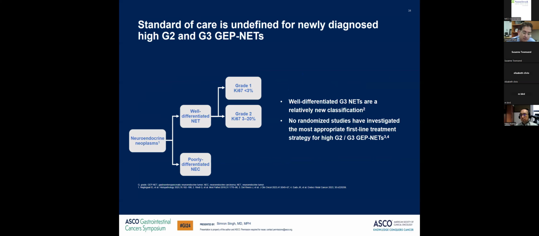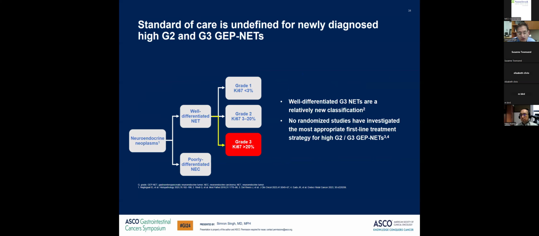So just as a primer for those of you who aren't aware, neuroendocrine neoplasms are divided into well-differentiated and poorly differentiated. Recently, we've further divided the well-differentiated neuroendocrine neoplasms into grade 1, grade 2, and now a well-differentiated grade 3.